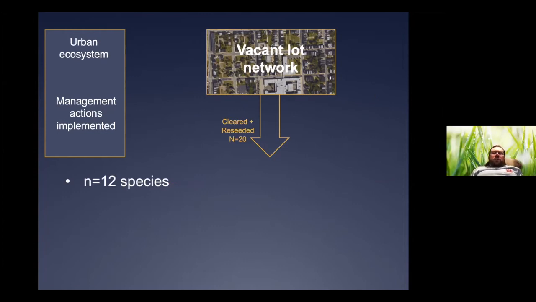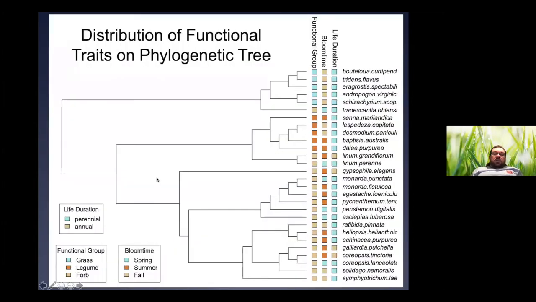So in terms of what we reseeded with, we picked 12 species that we wanted to add. And we picked them from a phylogenetic tree that we created. Again, I don't want you to digest this whole thing. I simply want to show you that this is the list that we used. These are all herbaceous species.